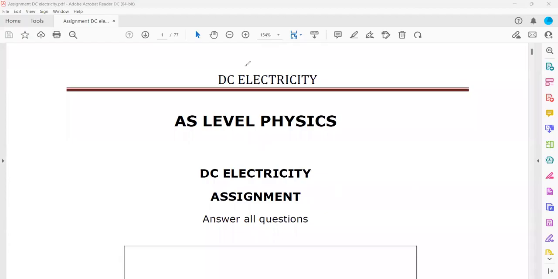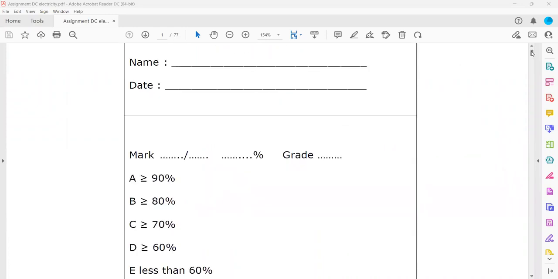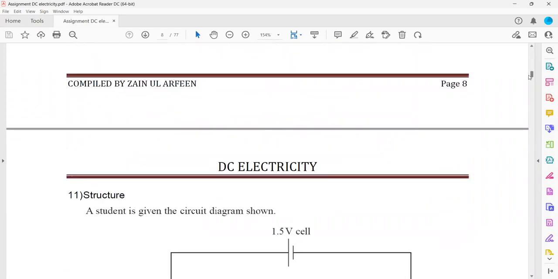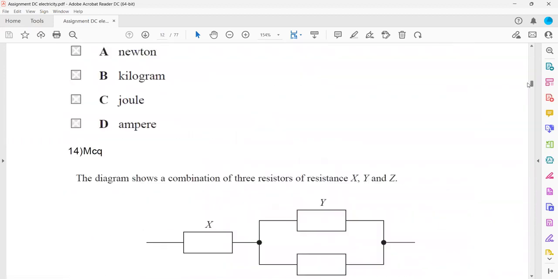So this is the assignment on DC electricity. We have already recorded the session for questions 1 to 16, so we'll start with question 17 and onward.